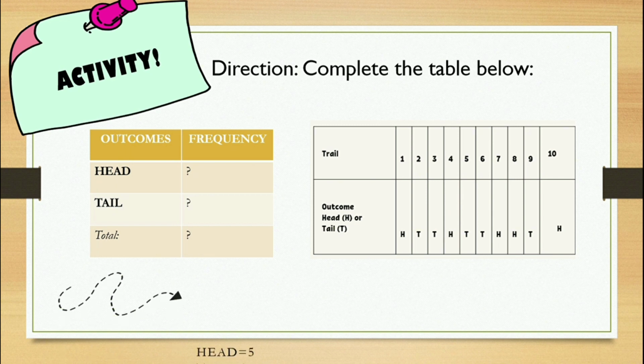Since the 3 minutes is done, I'll be revealing the answers. For our head, the frequency is 5, also for our tail, for a total of 10. So if you got it right, please comment down below your scores.